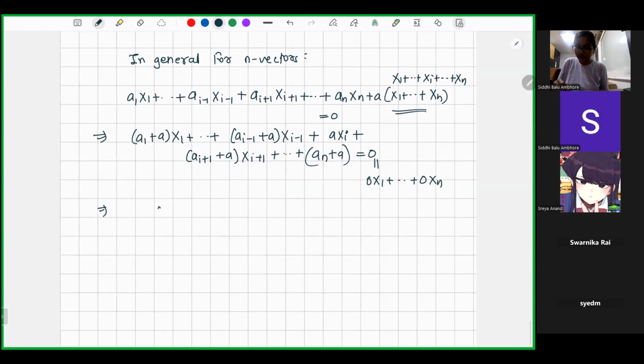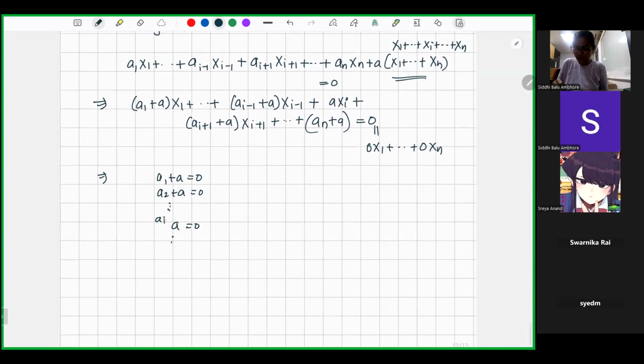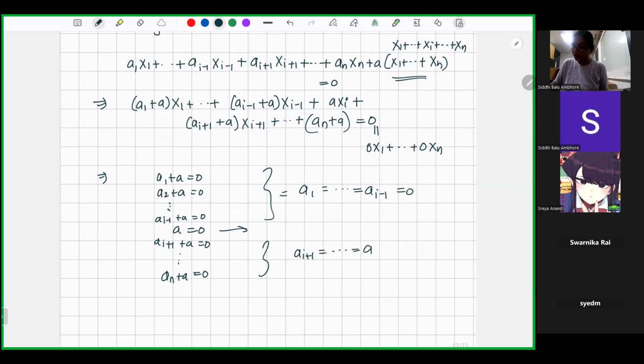Yeah. And I get a1 plus a to be 0, a2 plus a to be 0, and a_i, so a must be 0 here. This a_{i-1} plus a is 0, a_{i+1} plus a is 0, and a_n plus a is 0. And since this a is 0, this a1 to a_{i-1} becomes 0, and similarly this a_{i+1} to a_n becomes 0.